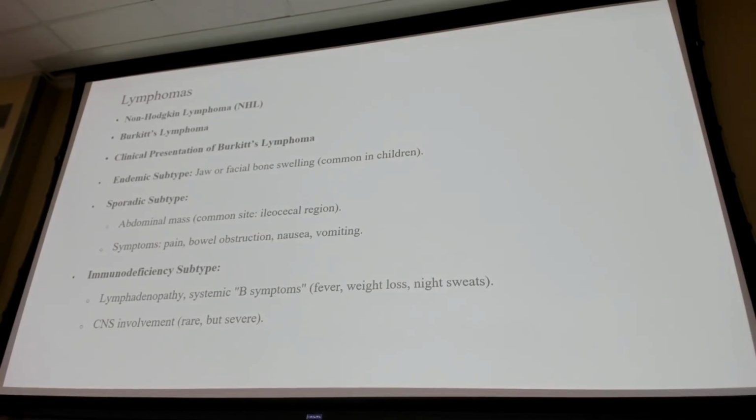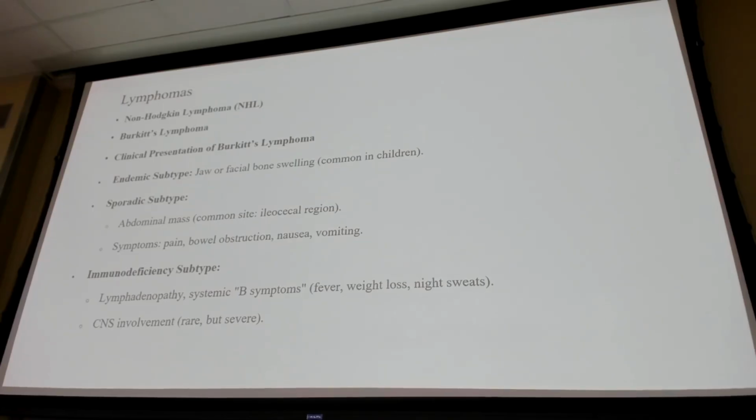So the classic presentation in that endemic type, and we'll see a picture of it here in a second, is jaw or facial bone swelling. So with non-Hodgkin's, there's the ability for extranodal involvement. Jaw, bone. In the sporadic type, the abdominal mass. Symptoms: pain, bowel obstruction, anything you can associate with that abdominal mass.